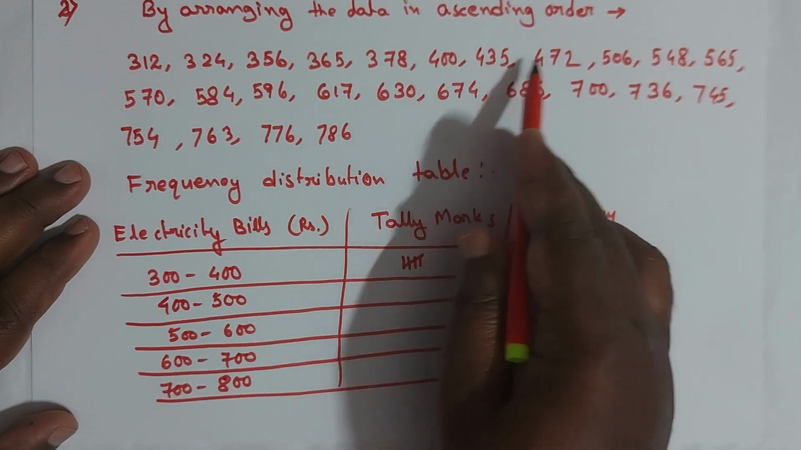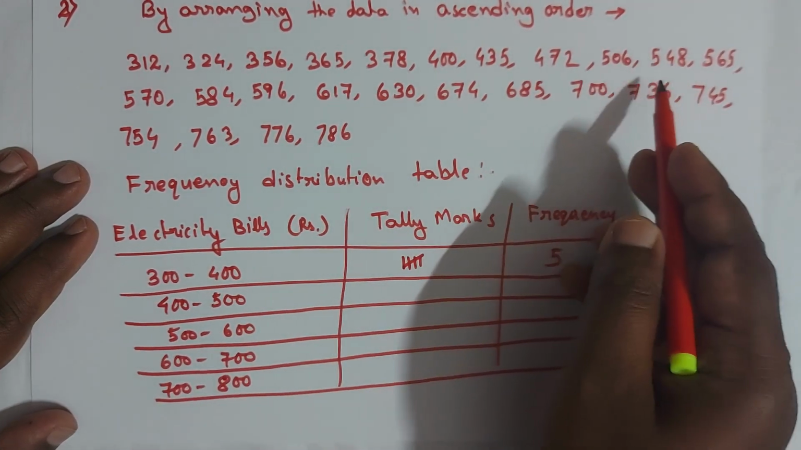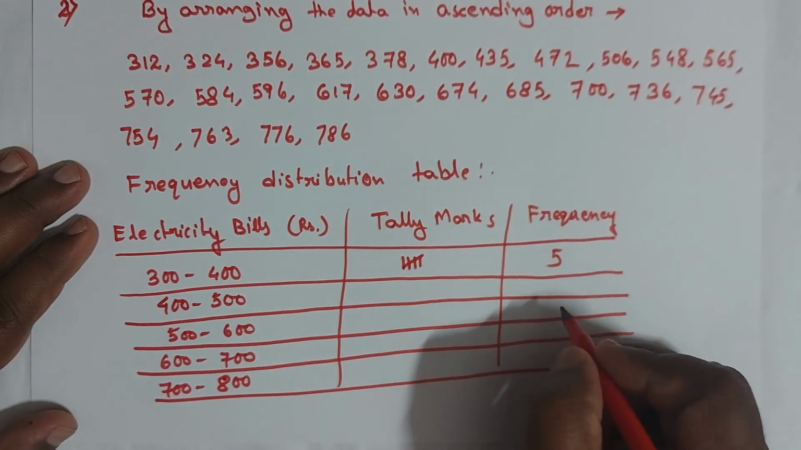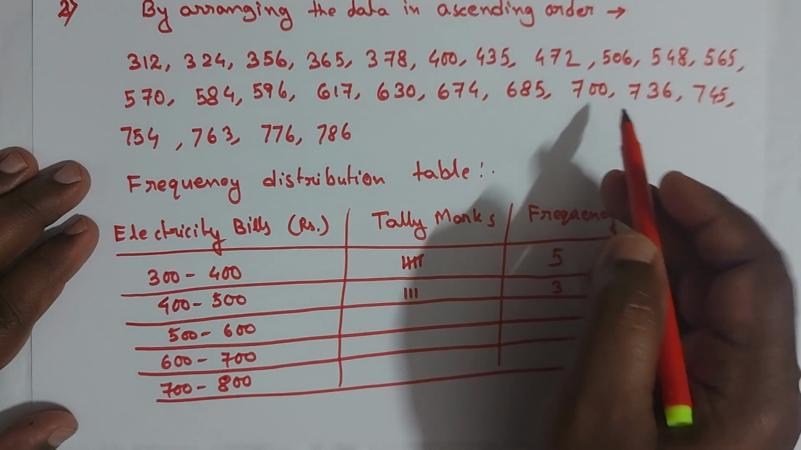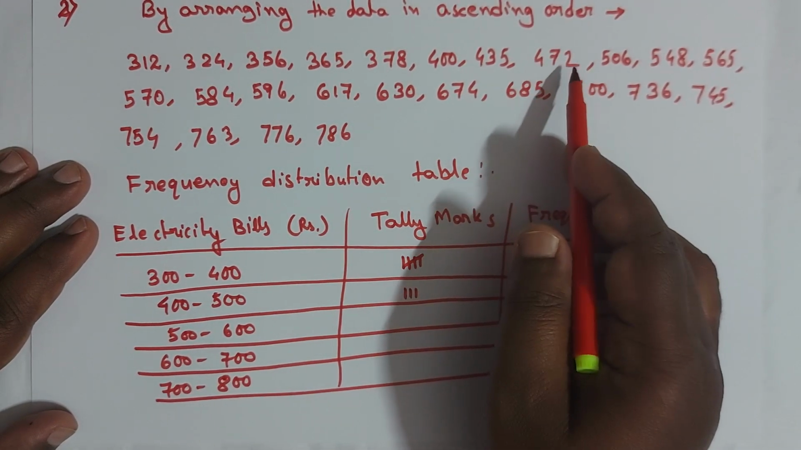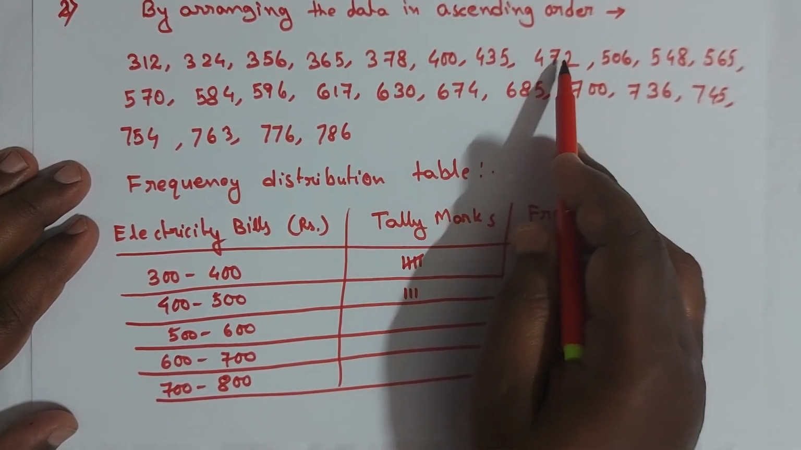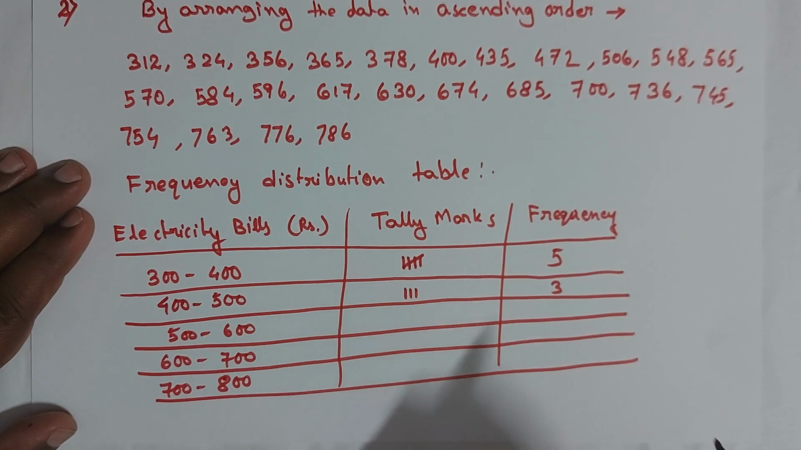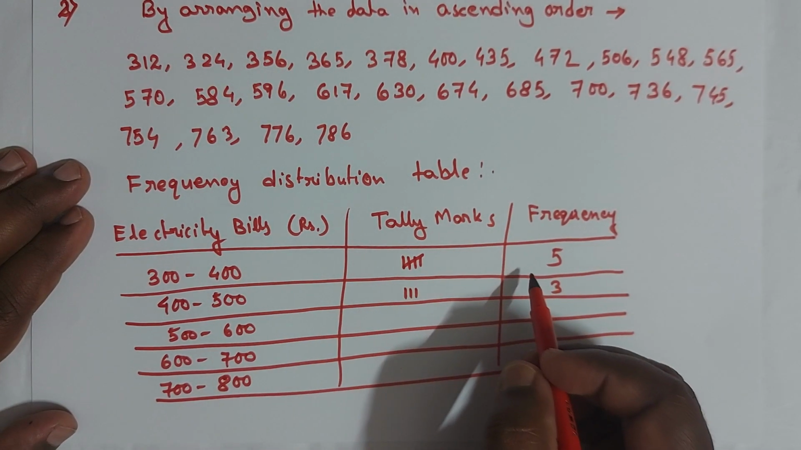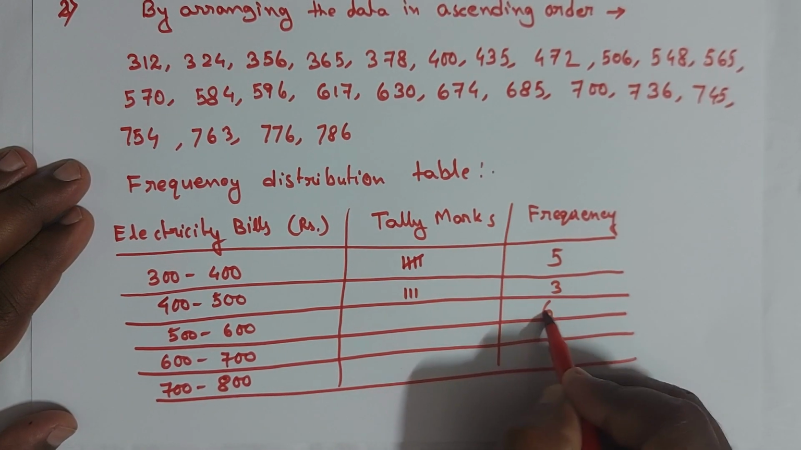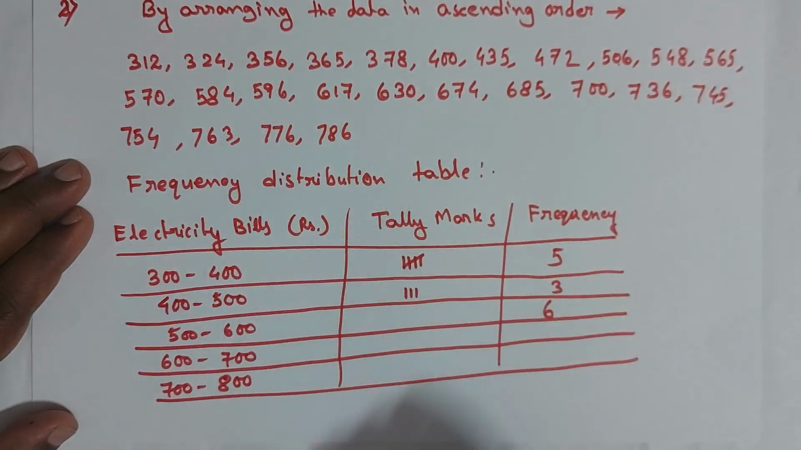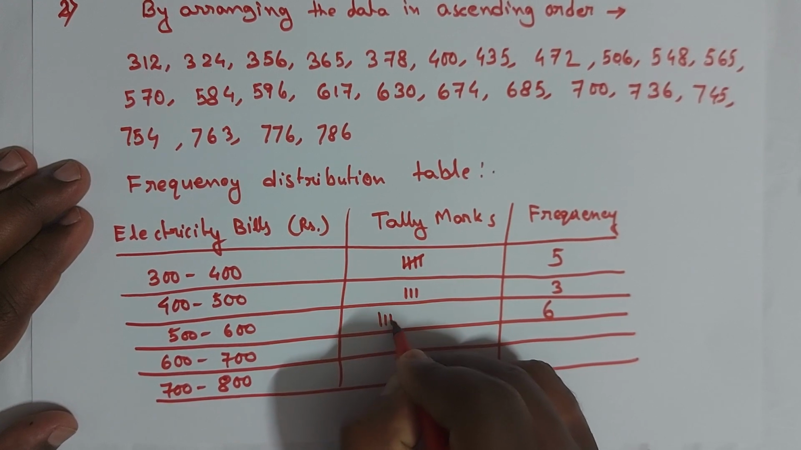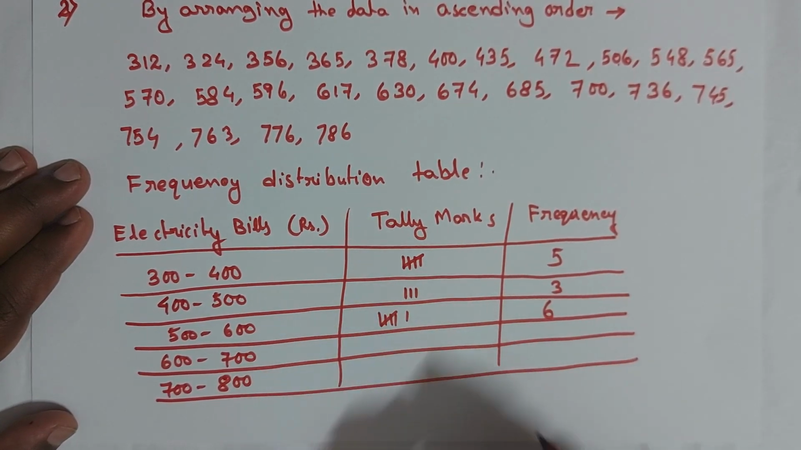400 to 500, how many are there? We will just count here. If you count, you will find the frequency is 3. That means between 400 to 500, 3 numbers are there: 400, 435, 472. Then 500 to 600, 6 numbers are there. How? 506, 2, 3, 4, 5, 6.